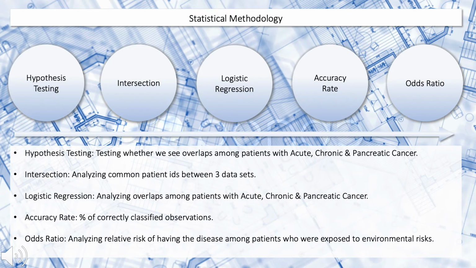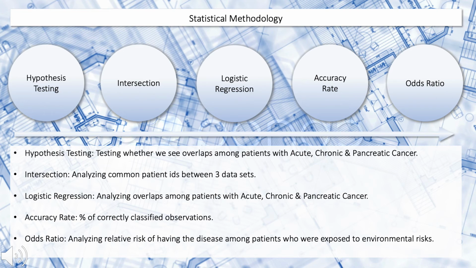Since our data is categorical or binary in nature, we will be moving forward with the logistic regression to analyze overlaps among patients with these three diseases, and we will also find the percentage of correctly classified observations via accuracy rate. Since the scope of the project also deals with the relative risk of having the disease among patients who were exposed to environmental risks like consuming illegal drugs, alcohol, and smoking, we will be calculating odds ratio to make relative claims.